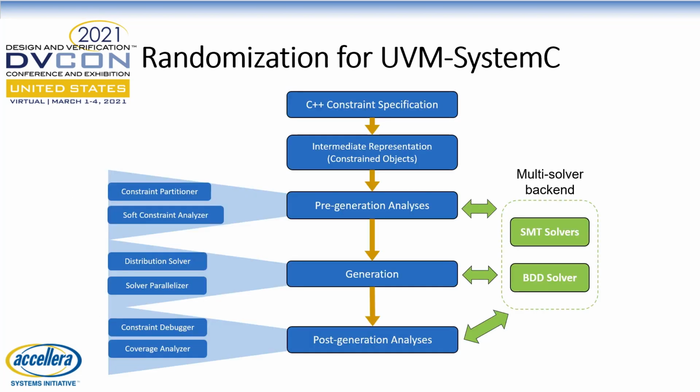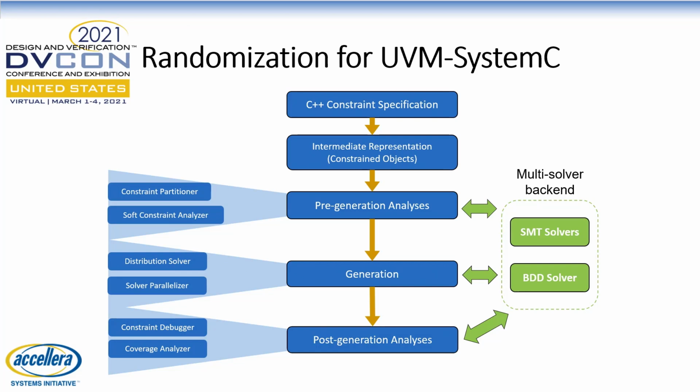Let's take a look at the architecture of CRAVE. CRAVE works based on a C++ constraint specification. It translates this specification of constraints and random variables into an intermediate representation, and then it does several steps in the backend. So there is some analysis and some constraint partitioning to find out which constraints belong together.